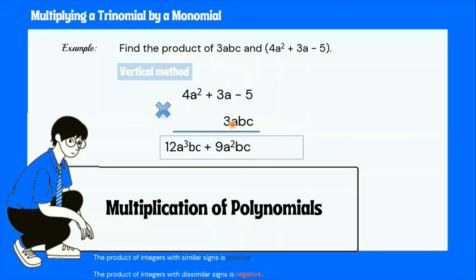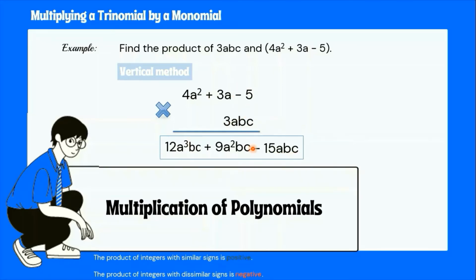Last term tayo, 3abc multiplied to negative 5. Negative 5 kasi yung kanyang sign before it is minus. So, ang result natin dyan ay minus 15abc. 3 times 5 is equal to 15. And then, walang literal coefficient si 5. Siya ay constant lamang na 5. So, let's copy the literal coefficient of 3. Kaya magiging 15abc minus dahil minus sign ito.